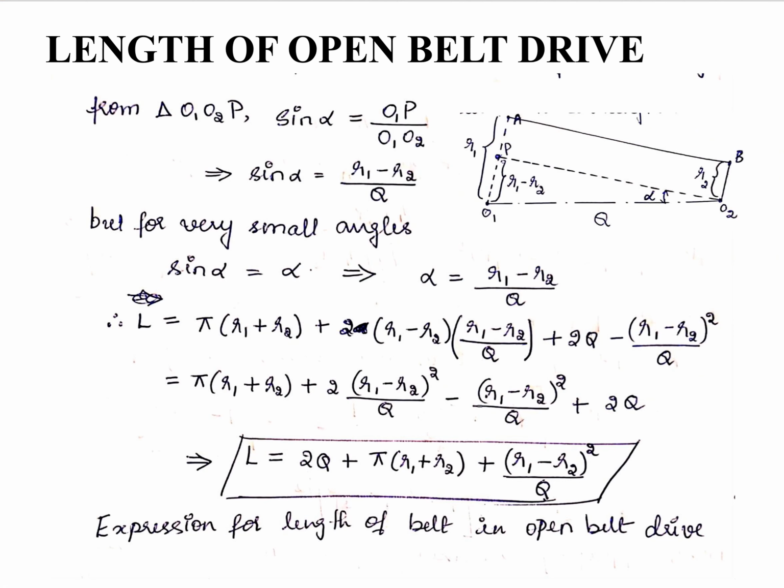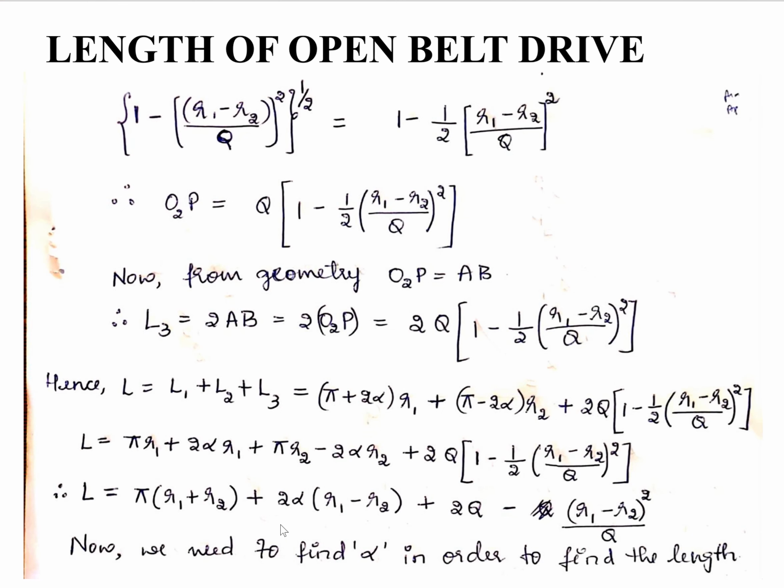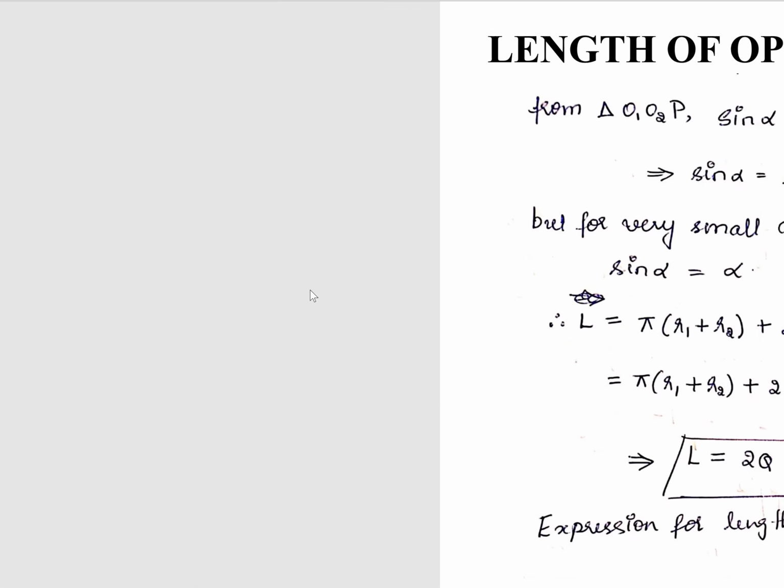So here alpha is the only term which is unknown. We know the value of pi, we know the value of R1, we know the value of R2, as well as we know the value of Q. This is nothing but the center distance. This is the radius of the driven pulley, this is the radius of the driver pulley. Pi will have a constant value, but how are we going to find alpha?